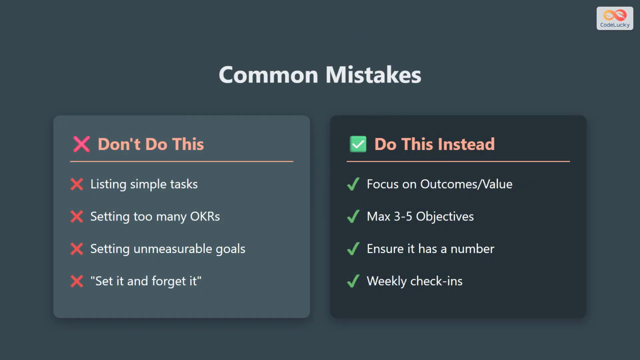Avoid these common traps. Do not list simple tasks or to-do lists as key results. Do not set too many goals or you will lose focus. Instead, focus on outcomes and value. Keep your list short and ensure every key result has a number attached to it.